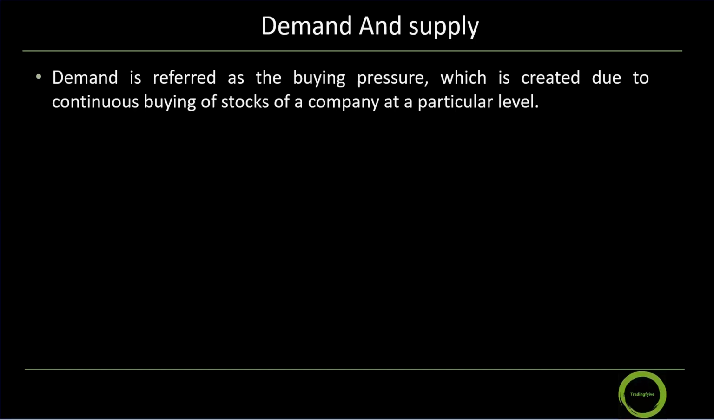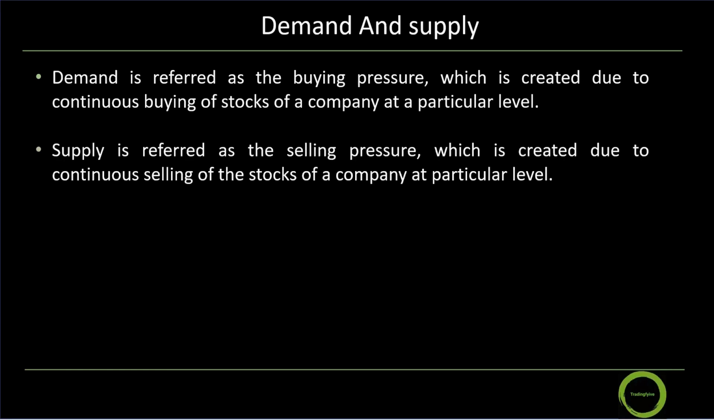Demand is referred to as the buying pressure which is created due to heavy buying, that is continuous buying of stocks of a company at a particular level. In opposition to demand, we have supply, which is referred to as the selling pressure which is created due to heavy selling, or I can say continuous selling of the stocks of a company at a particular level.